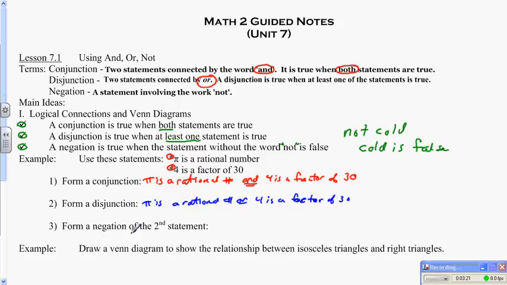Form a negation of the second statement. 4 is a factor of 30 is what we are given. How do we negate that? We would say 4 is not a factor of 30.